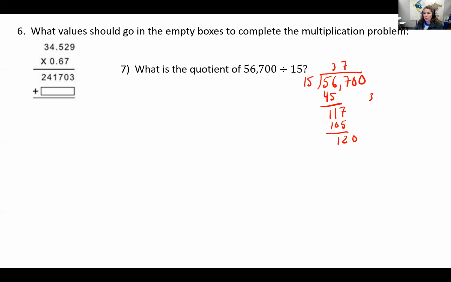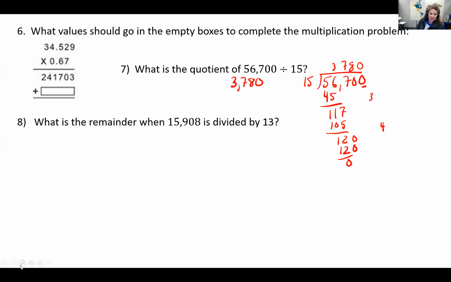15 will go into 120 about, would it be 8? I think so, 8. 8 times 5 is 40. 8 times 1 is 8, 9, 10, 11, 12. Oh, goes exactly. And so we still have a space though, right? Over the ones place is empty, so we have to add a 0. So our answer is 3,780.